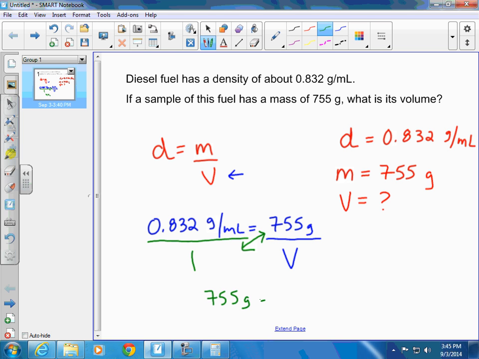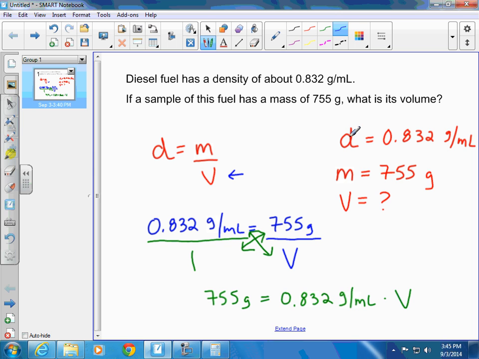is equal to 0.832 grams per milliliter times v. Now we have v back in the numerator once again, and this will make it much easier to go ahead and solve for v.